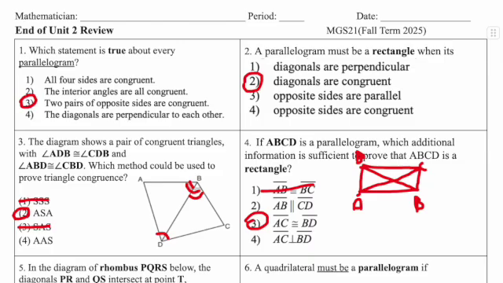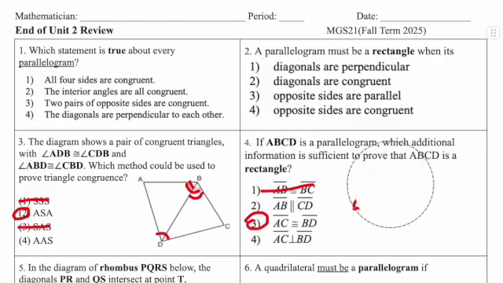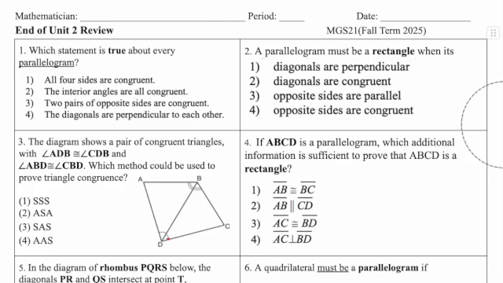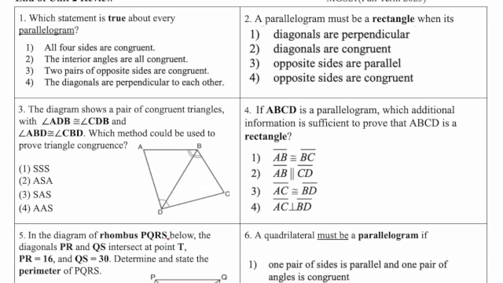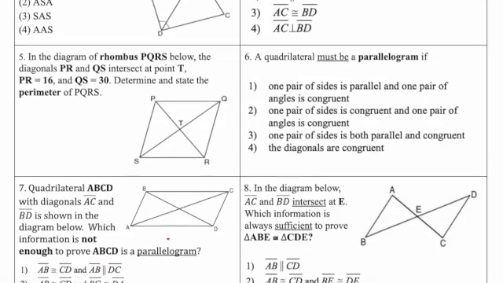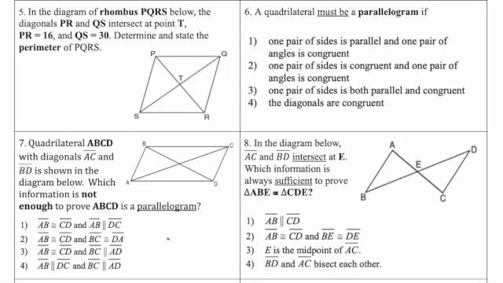So let me just erase these so I could move forward, because this is an annotation app, so it won't let me. It'll keep all the annotations in the wrong spots then. Okay, so in the diagram, this is number 5, of rhombus PQRS below, the diagonals PR and QS intersect at point T. So PR equals 16 and QS equals 30. Determine this and state the perimeter of PQRS.